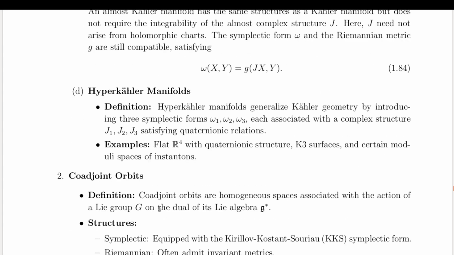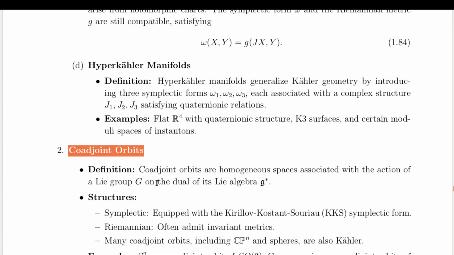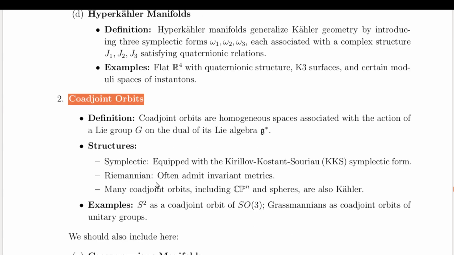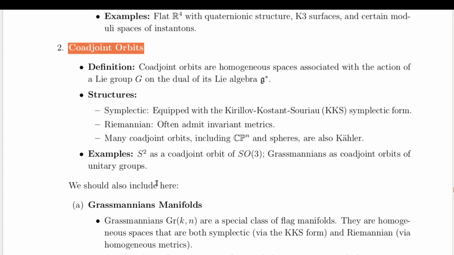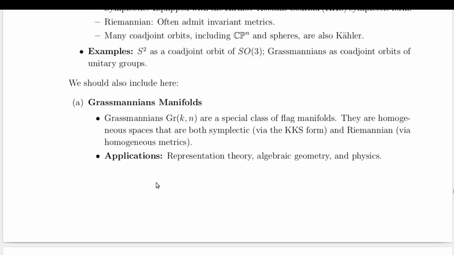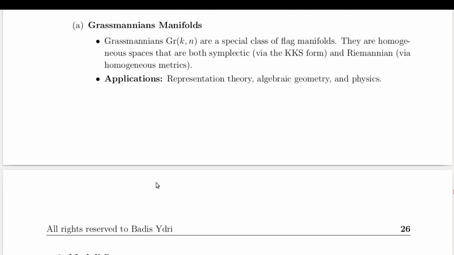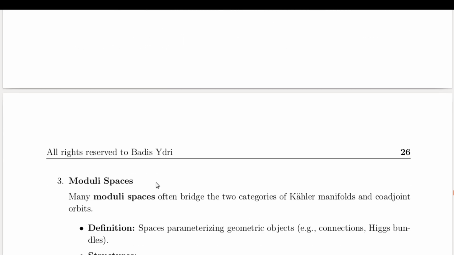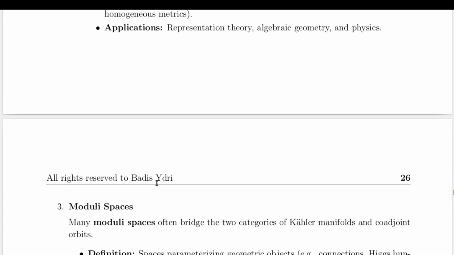Coadjoint orbits emerge from symplectic geometry and the action of Lie groups. They are symplectic spaces by construction, endowed with the Kirillov-Kostant-Souriau form, and are essential in representation theory and geometric quantization. For example, the two-sphere is a coadjoint orbit of the rotation group SO(3), while Grassmannians represent orbits of unitary groups.